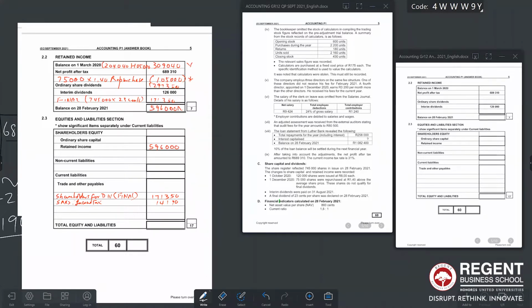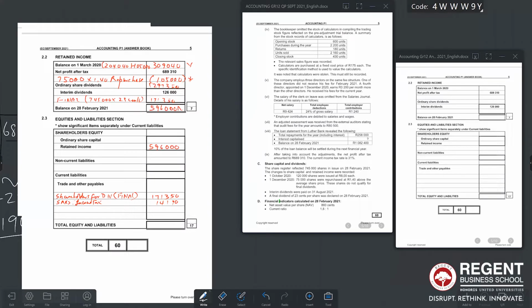Okay, now the financial indicators calculated on the 28th of Feb. Net asset value per share, 860 cents. Now, you know what? This is the favorite. You better make sure you understand this. What do you understand by net asset value per share? They're telling you what one share is worth. One share in the business was worth 860 cents. How do you get 860 cents? Now you need to understand something.